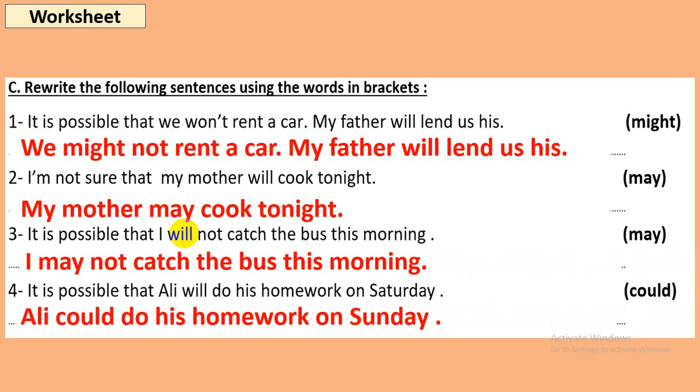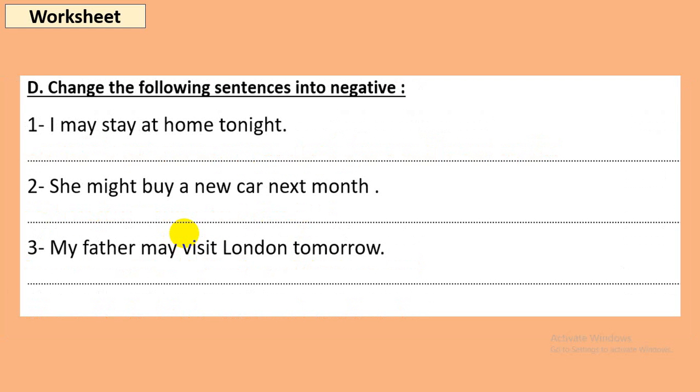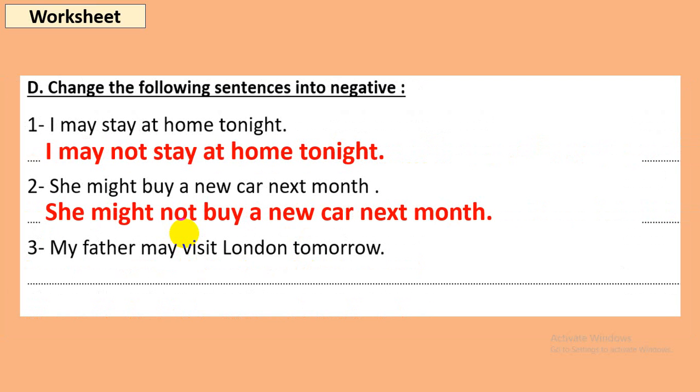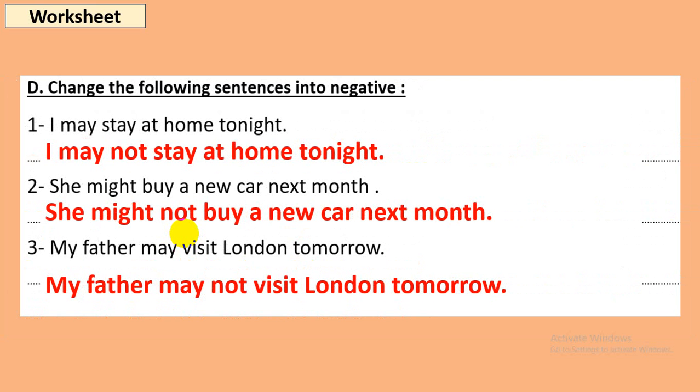So that was how I can use the modal verb to form sentences and talk about possibility and ability. Excellent, good girls. So continue with this one. Change the following sentences into negative. Excellent, may not stay at home. She might not. My father may not. Excellent. My father may not visit London tomorrow.